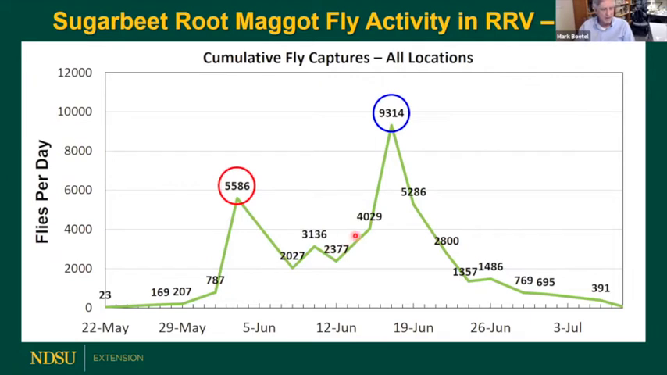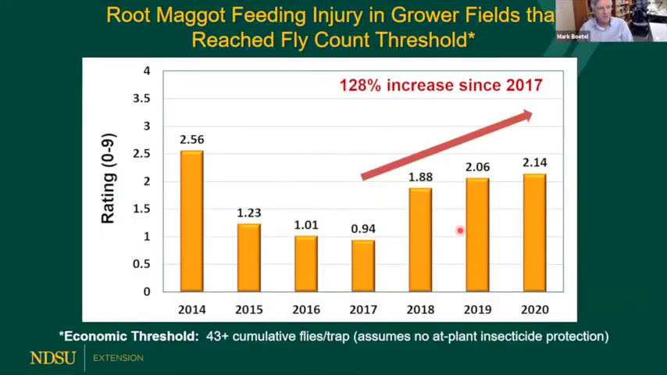So anyway, the numbers are very high and we've got bimodal peaks happening more often and early emergence happening more often as well. That has translated also to slight increases in root maggot feeding injury in grower fields.